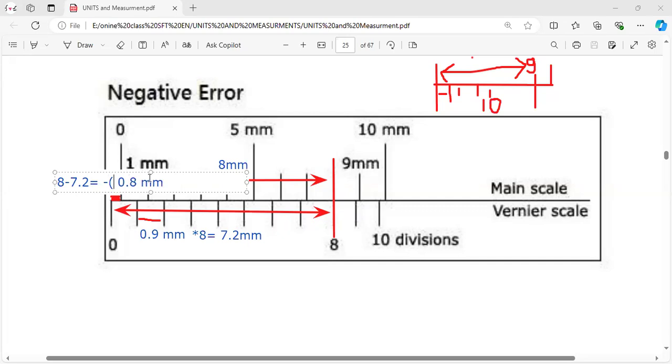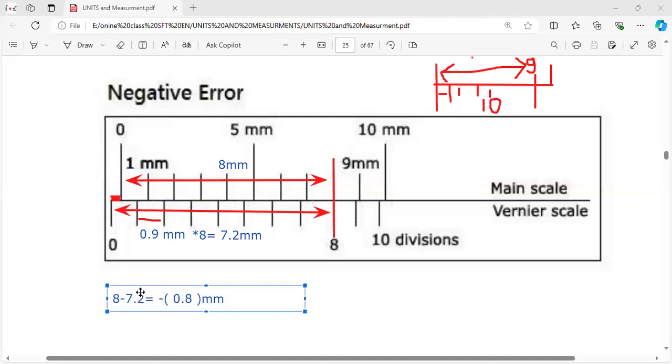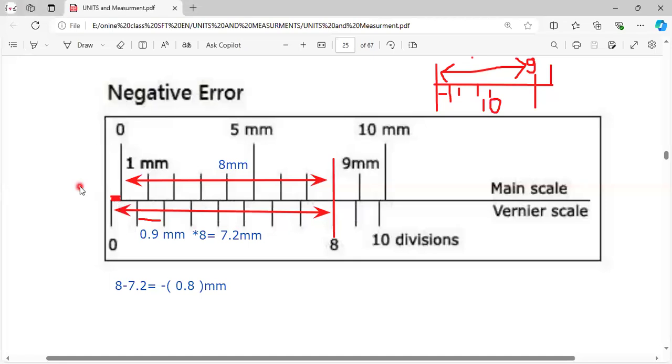Or in most cases, engineers tend to use brackets for any minus value, right? Engineers tend to use the bracket for any minus changes. And this is how you can take the negative error. You can measure anything, but you have to add the negative error to get the true reading or true value.